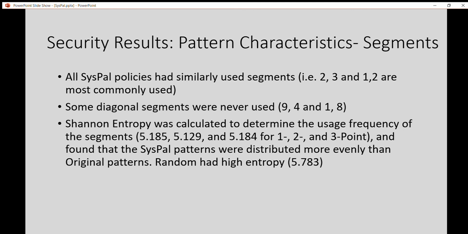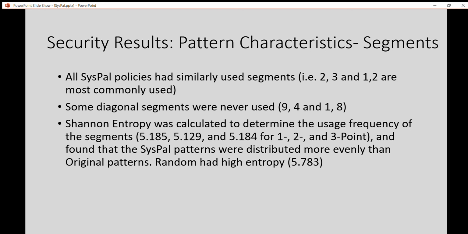In regard to segments and security, all SysPal policies had similarly used segments. For example, the segment between 2 and 3 and the segment between 1 and 2 are most commonly used in all policies. There were some diagonal segments that weren't used at all, such as between 9 and 4 and 1 and 8.